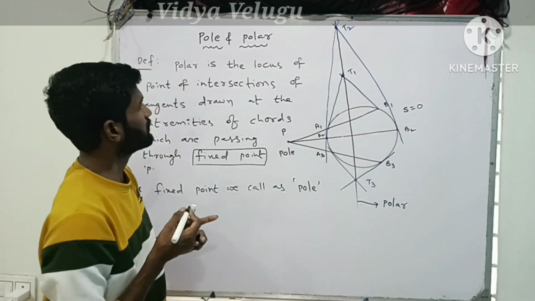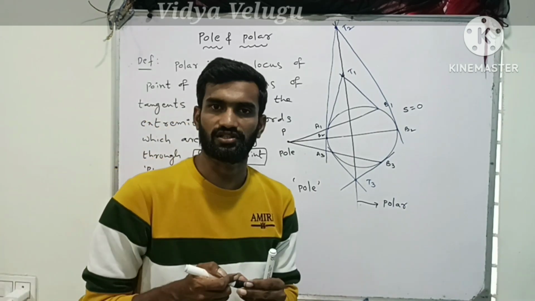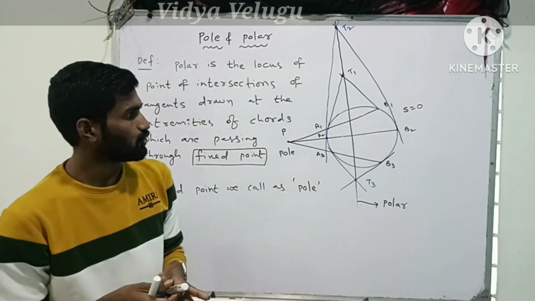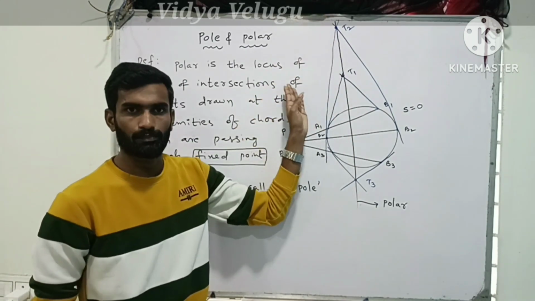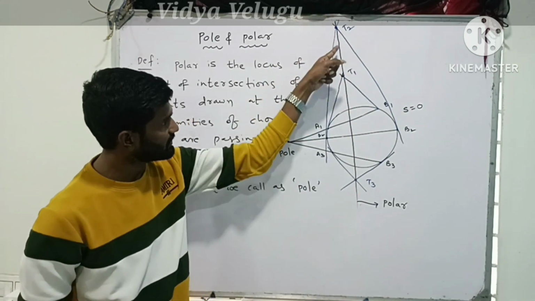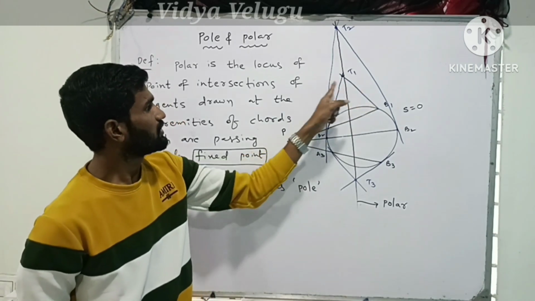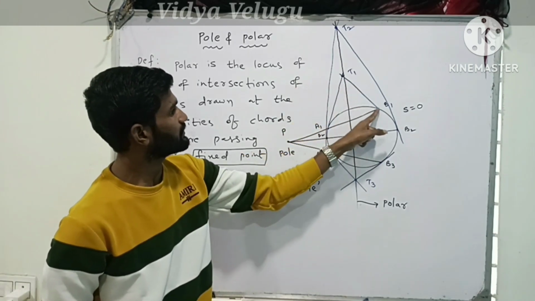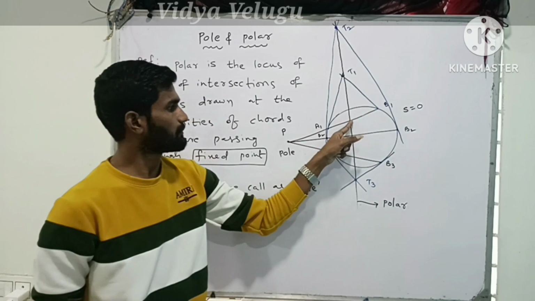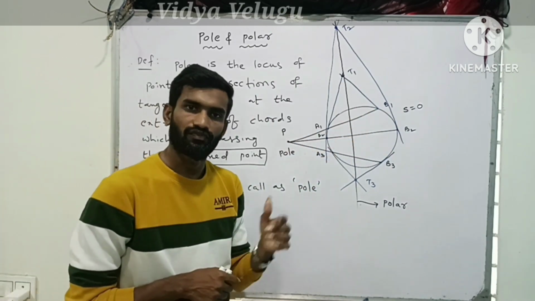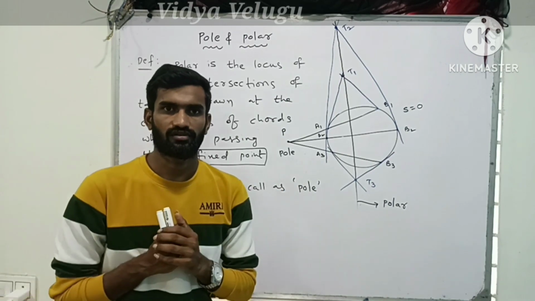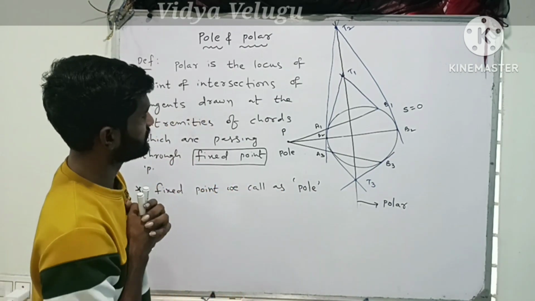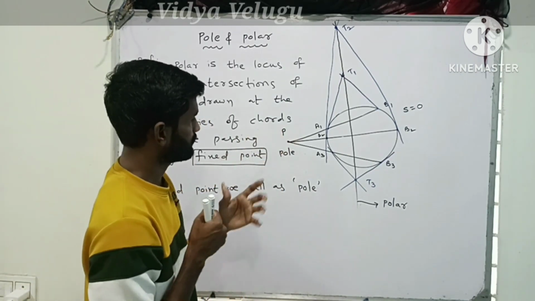Now I hope you got what is pole and polar definition, right? Polar is the locus of the point of intersections of all the tangents drawn at the extremities of the chords passing through the fixed point P. That fixed point we call the pole itself, right? Now we'll see, just observe here.